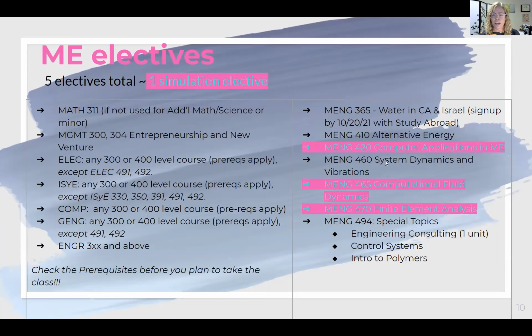Alternative energy, 460, and then a number of special topics classes, including Intro to Polymers with Dr. Cole. The pink highlighted courses are simulation electives. Please note that you're required to take one simulation elective, but you can take as many as you like. If you want to take all 3 of these, you're welcome to it.